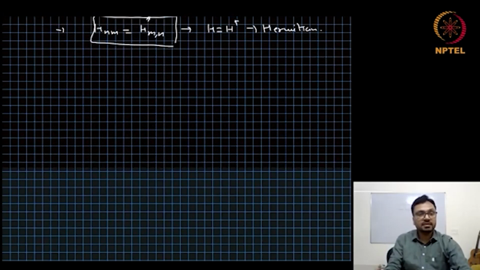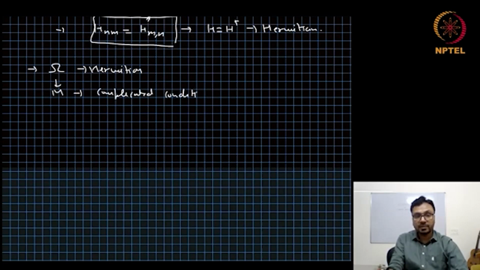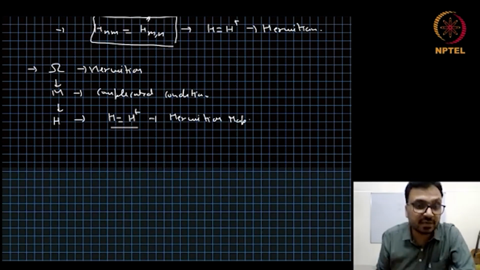Let us go over it again. We have a map omega, which is a Hermitian map. We have a matrix representation of it, M, which has a very complicated condition for it to be a Hermitian map. From here we go to H and we get a very simple condition, that is, H should be Hermitian for a Hermitian map. So when we go from M to H, it's very straightforward to check whether a given map is Hermitian or not.